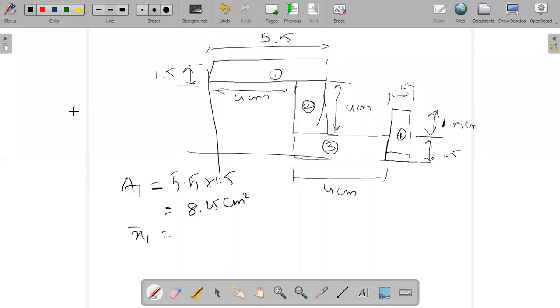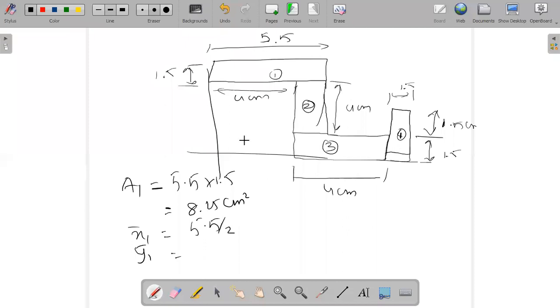Next is x bar. This is for the first section. What is the total length in the x-axis? The first section is 5.5. So x bar will be equal to 5.5 divided by 2. Correct?